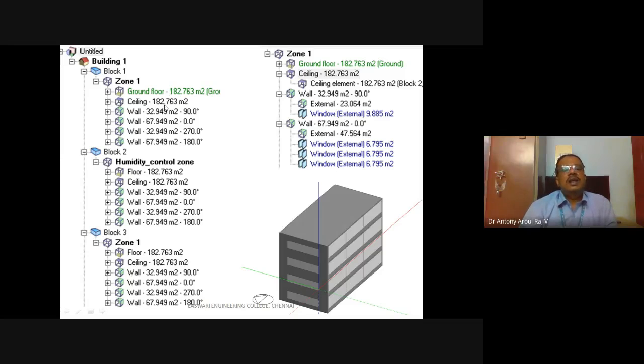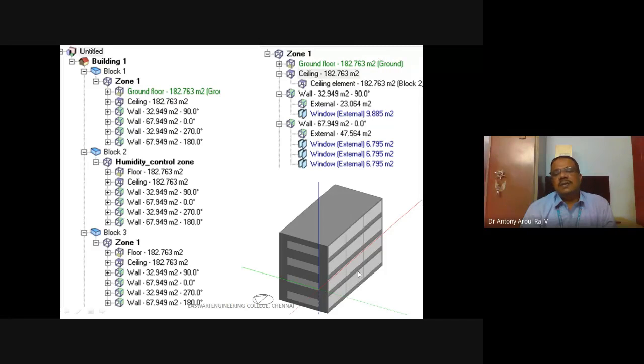Similarly, if I go to block 2, that means the second floor, you can see the zone is called the humidity control zone, and that is also like one big room. But in reality you may have multiple zones here. Similarly, block 3, the third floor, you will have multiple zones. Similarly, in the fourth floor, you'll have multiple zones. But unfortunately, we have only one zone, that means one room, with floor, ceiling, and 4 walls. Similarly, here you can see I have 4 walls, floor, and the ceiling.